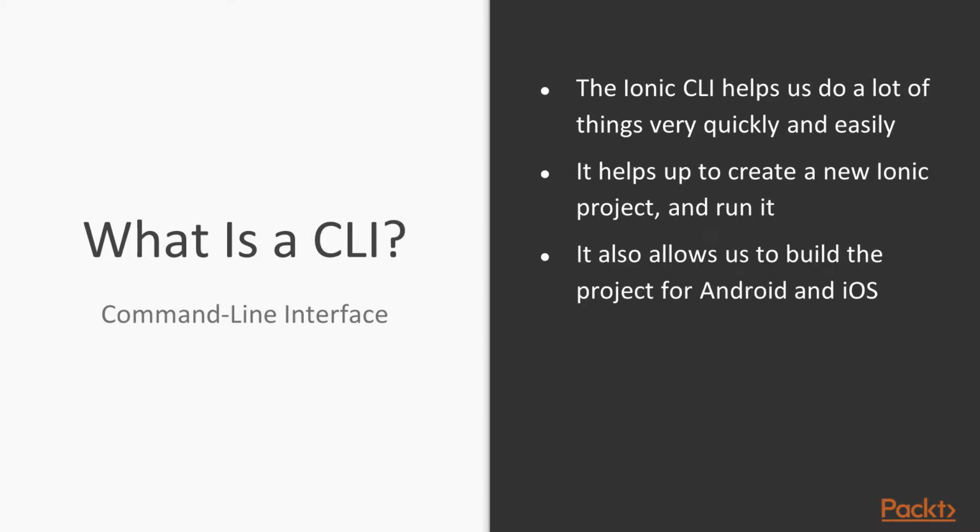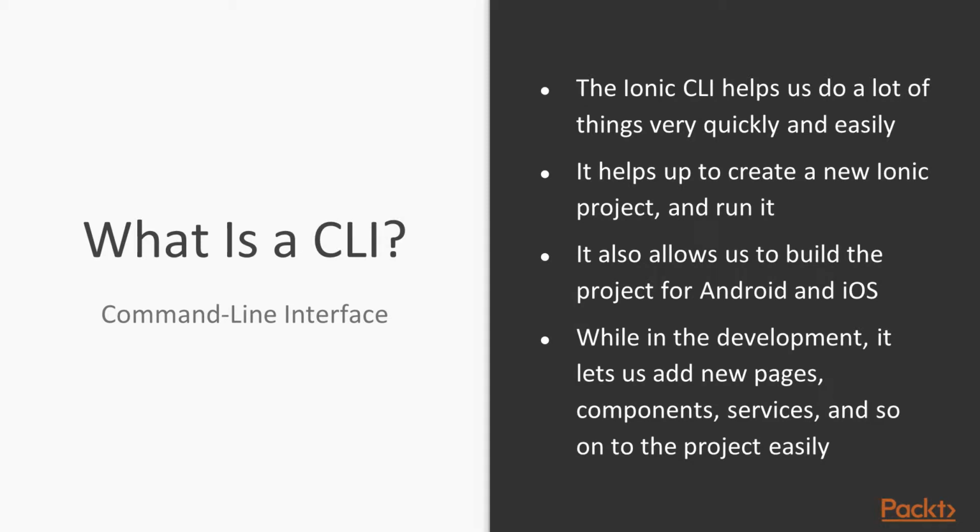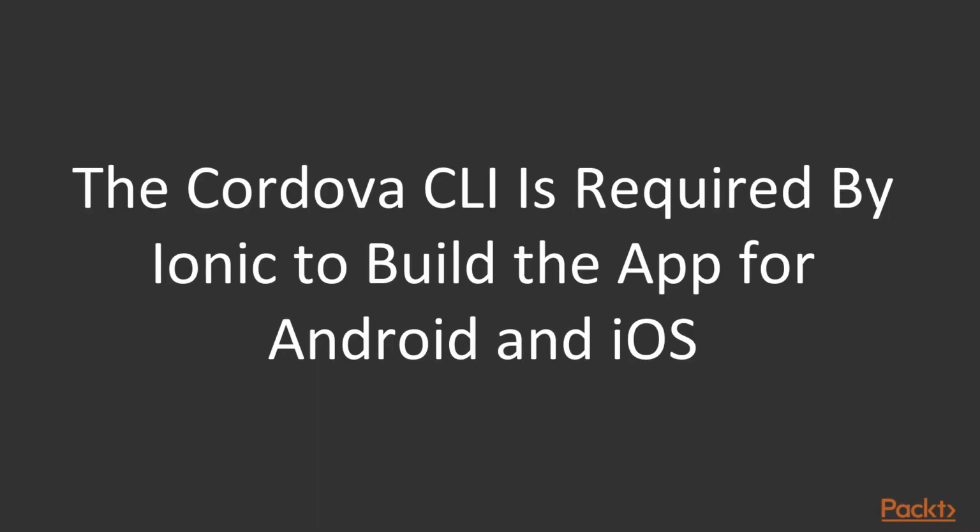It allows us to build the project for Android and iOS once we are done with coding our application. While in development, it also allows us to add new pages, components, services, etc. to our project very easily. So now that we know what the Ionic CLI is, let's go ahead and install it, and since Ionic uses Cordova, we'll also be installing the Cordova CLI. We'll not be using the Cordova CLI directly, but it will be used by the Ionic CLI behind the scenes.